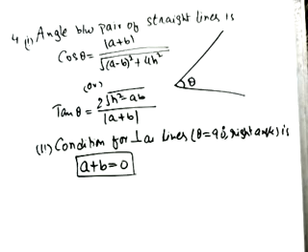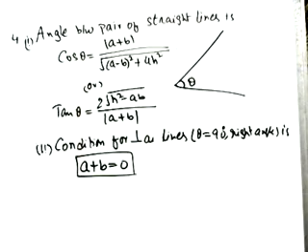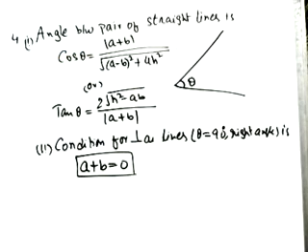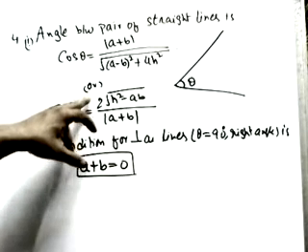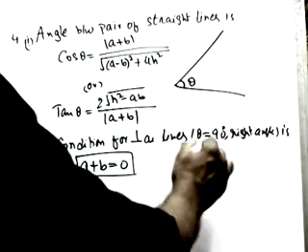Now see the next question. Angle between the pair of straight lines. Whenever we have to find the angle between the pair of lines, we have to use the formula cos theta equals mod of (a plus b) by under root of (a minus b) whole square plus 4h square. Or sometimes we can use this formula also: tan theta equals 2 into under root of (h square minus ab) by mod of (a plus b).